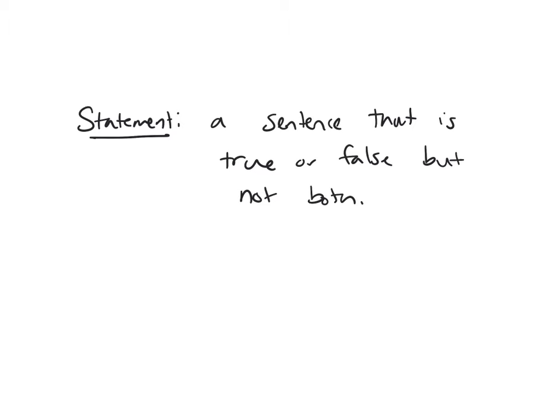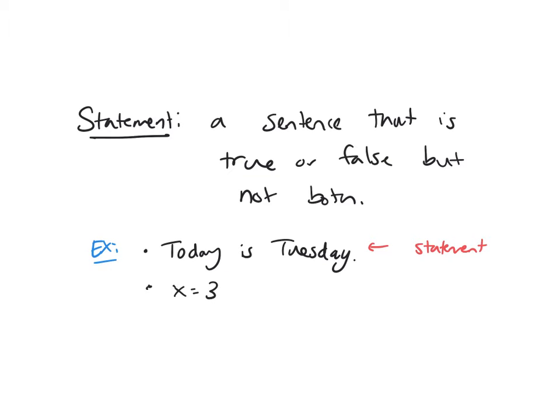So let's look at some examples here. So if I say that today is Tuesday, either today is Tuesday or it's not. So this is a statement. If we look at x equals 3, that is not a statement because it depends on what x is. So sometimes it's true and sometimes it's false. So not a statement.